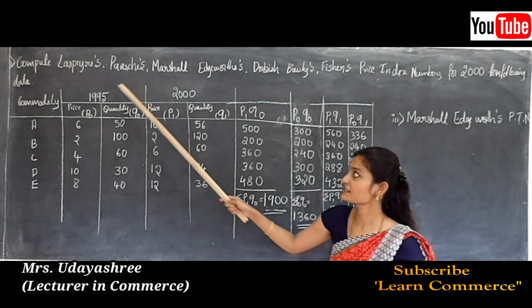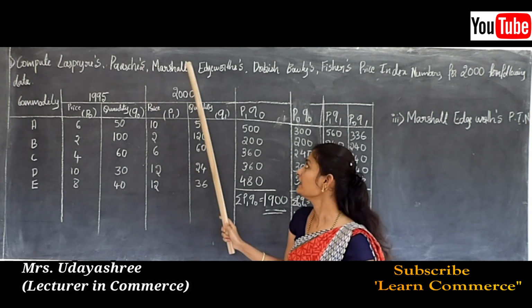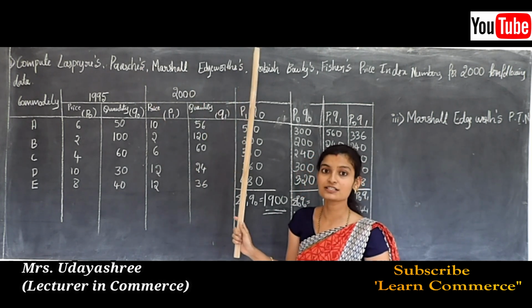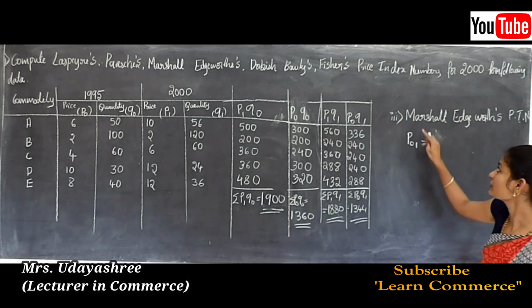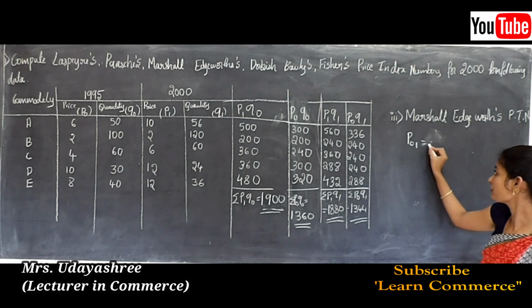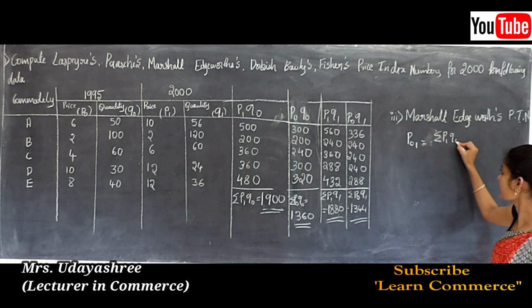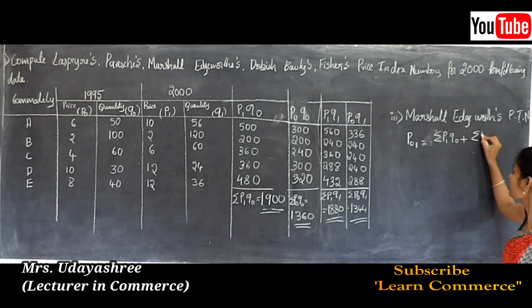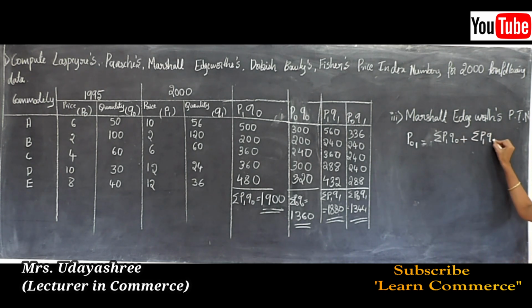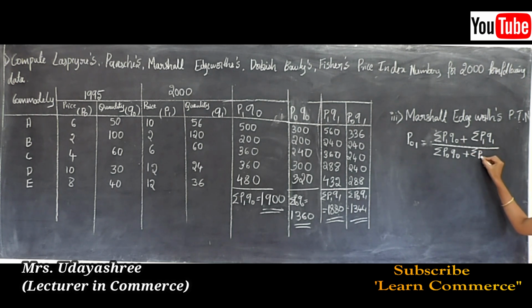We already discussed how to solve last case price index number and past case price index number. Let us see how to solve Marshall Edgeworth price index number. To calculate Marshall Edgeworth price index number, the formula is P01 is equal to summation P1 Q0 plus summation P1 Q1 divided by summation P0 Q0 plus summation P0 Q1 into 100.